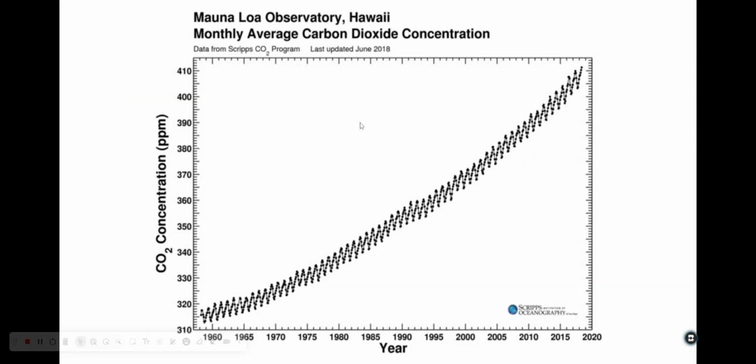We have this curve. What is this called? The Keeling curve, that's correct. And so the Keeling curve represents the seasonal fluctuations that happen throughout the year, as well as the overall increase in carbon dioxide since the Industrial Revolution.